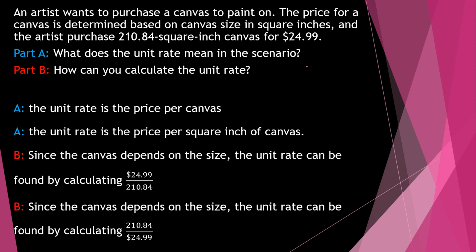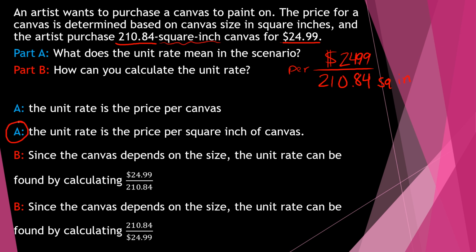So if I were to take the two numbers that I'm given here, this 210.84 and this 24.99, remember when we're writing unit rates, money is always going to go up top. So I'm going to have 24.99 over 210.84. If I were to read this from top to bottom, I would have the price per, remember this line means per, and this is 210 square inches, which means that for part A, the unit rate is the price per square inch of canvas.